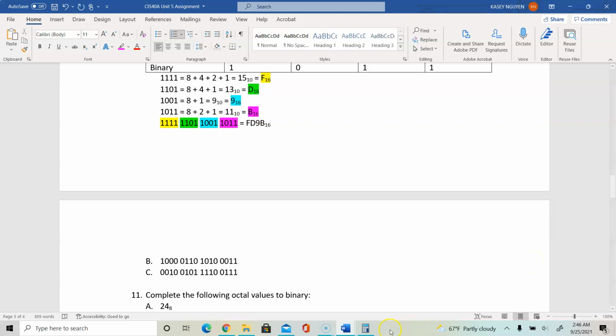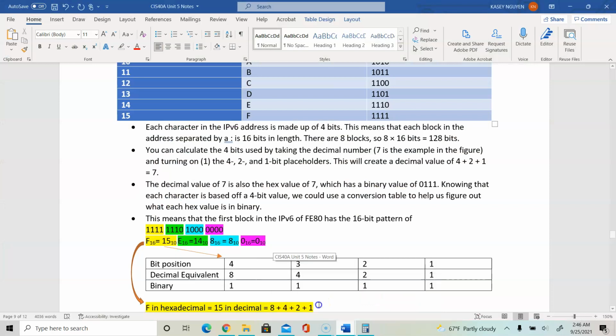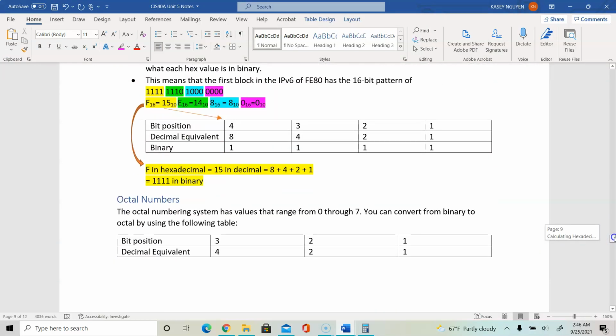Next, we're going to talk about octal values. The scale for octal is less than hexadecimal. Octal is a number system that's only going to go from 0 to 7, which means that it only has 3 bits. We have the first, the second, and the third. And in decimal equivalents, you have 1, 2, and 4. So it's 1 bit less than hexadecimal.